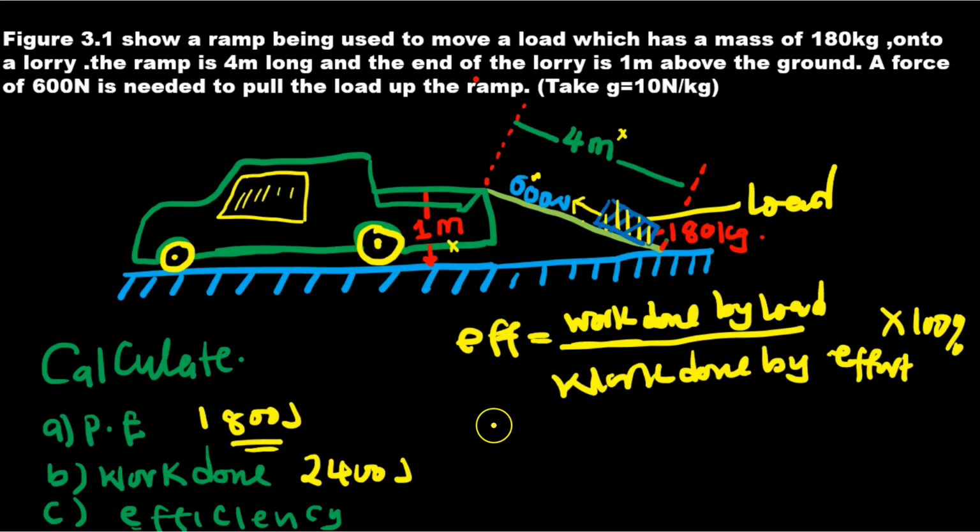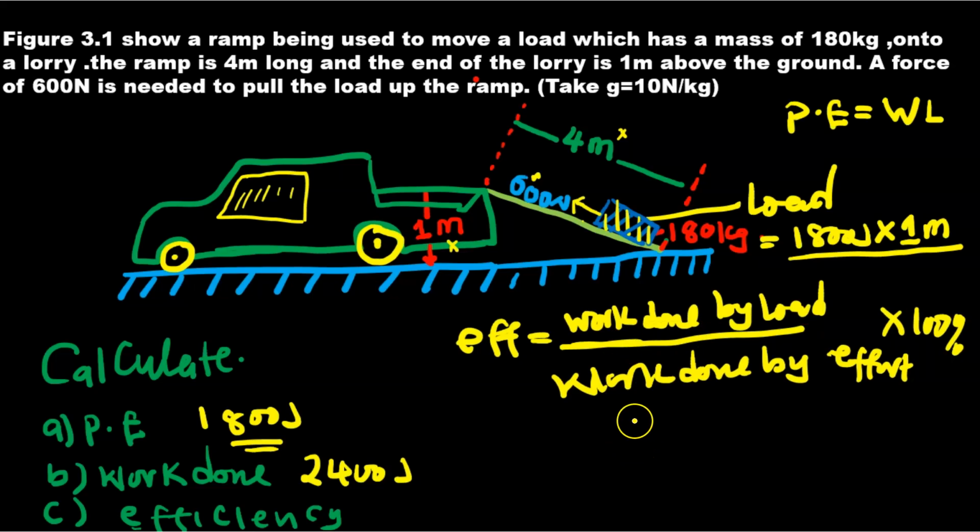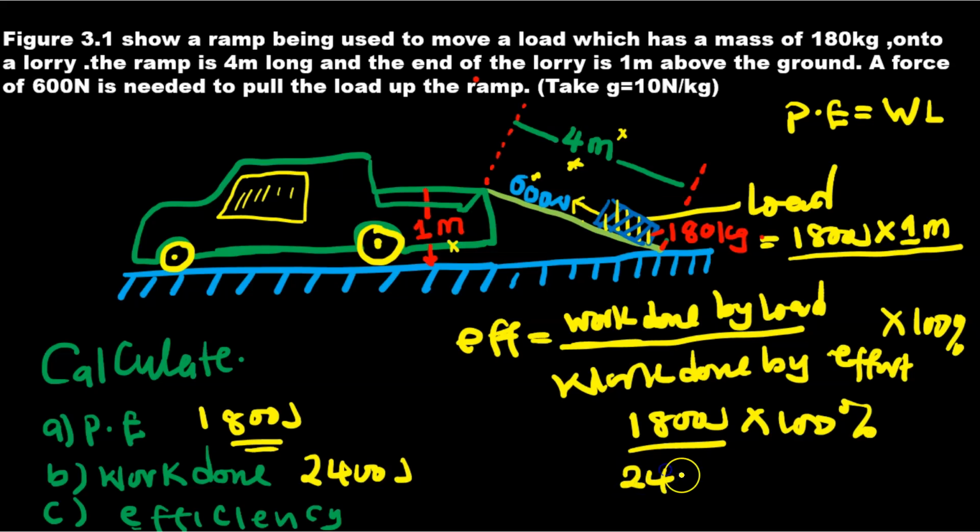Now, what is the work done by load? The work done by load there is 1,800 joule, multiplied by 100. Then what about the work done by effort? Effort is the force applied, and therefore the effort, which is the force applied, is 600 Newton, multiplied by the distance, which is 4 meters. So the work done by effort is 2,400 joule.